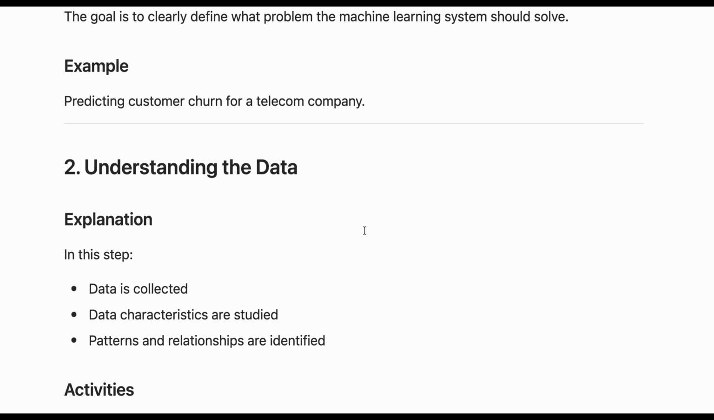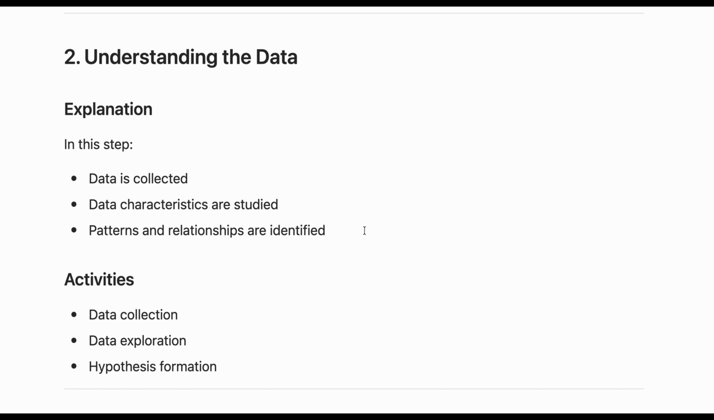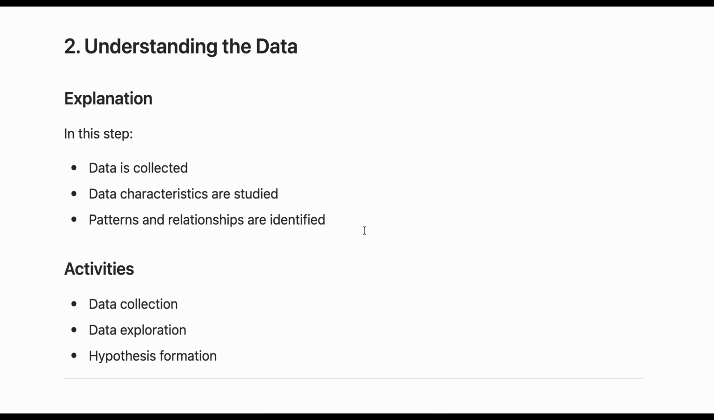Now move to our second one, which is understanding the data, or data understanding. After understanding the business problem, the next step is understanding the data. In this phase, data is collected, data is studied, and patterns or relationships are identified. The main activities include data collection, data exploration, and hypothesis formation, because basically we are trying to understand whether the available data is useful for solving the problem. For example, we may analyze customer age, recharge history, and call records in a telecom database.